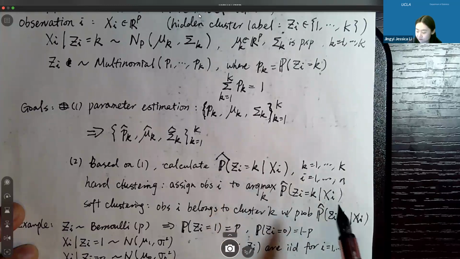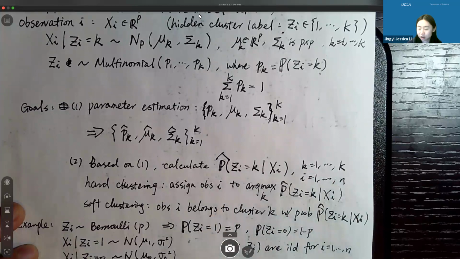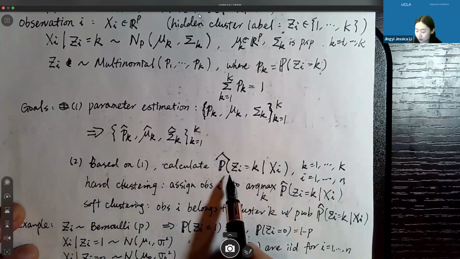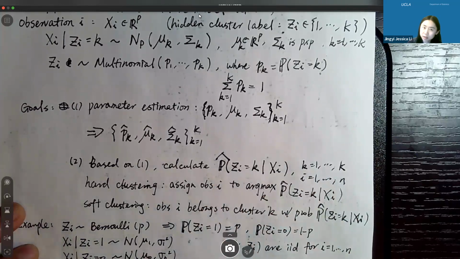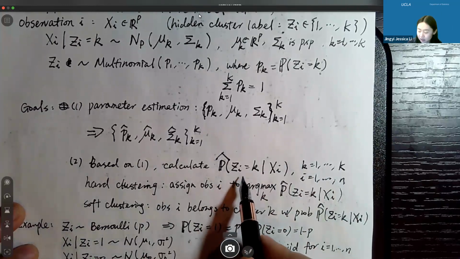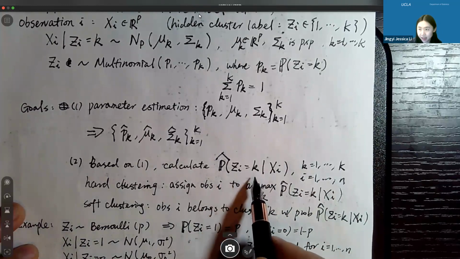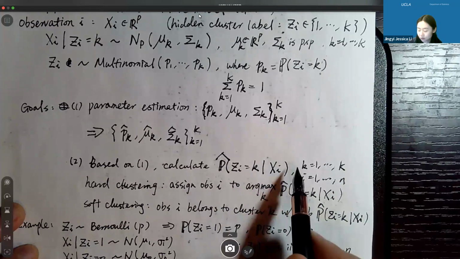Zi takes values from 1 to k. In this case, we are assuming that we know a priori that there are k clusters we want to assign to. So you still need to have that choose-k problem here. And then you want to estimate this probability. Some people call it the posterior probability, which is the probability that zi takes value k. That means observation i is assigned to cluster k, given its feature vector.